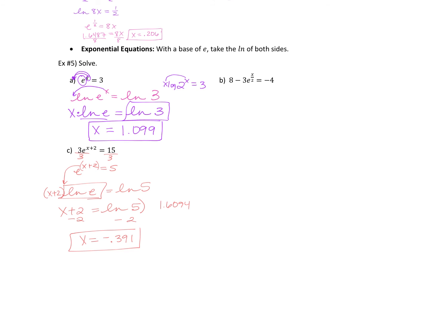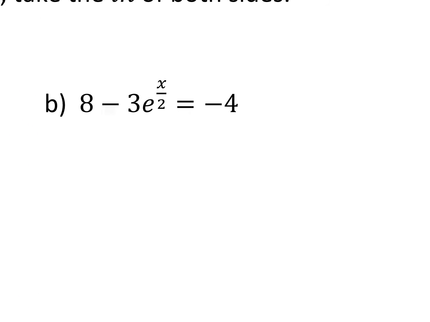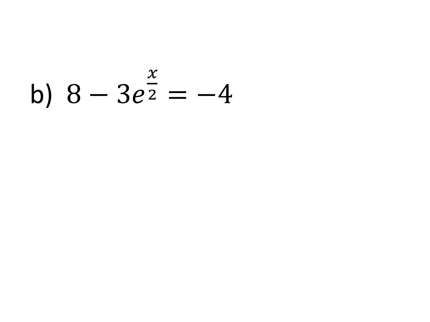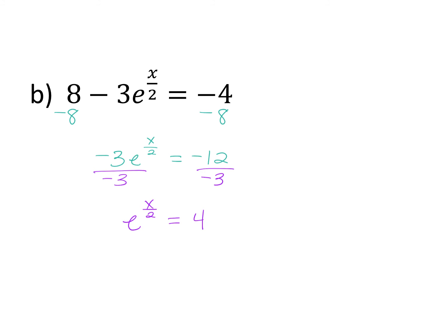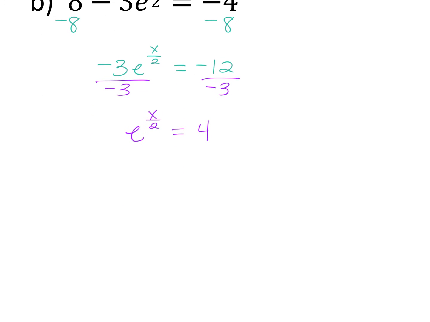All right, last one. Letter B. What do you do first here? You've got to isolate. So we subtract the 8. So you have negative 3e to the x over 2 equals negative 12. Then what? Divide by negative 3 on both sides. So e to the x over 2 power equals 4. Okay. Then what? Take the natural log of both sides. So it's the natural log of e, and I'm going to move the x over 2 out in front right away, equals the natural log of 4.